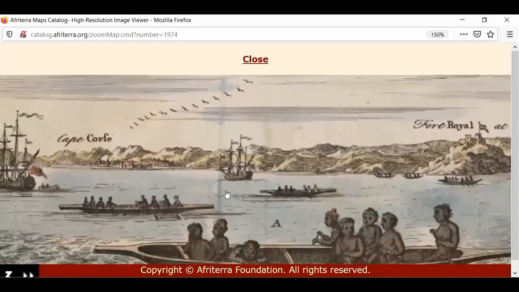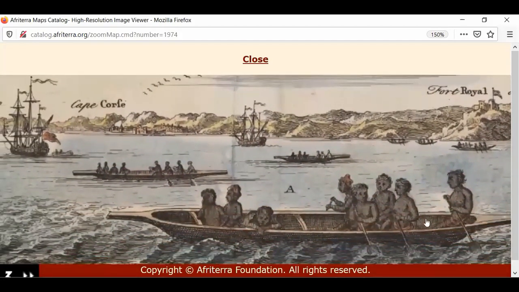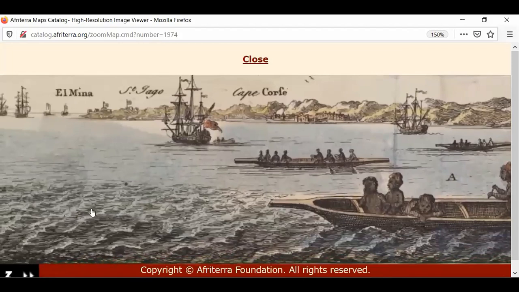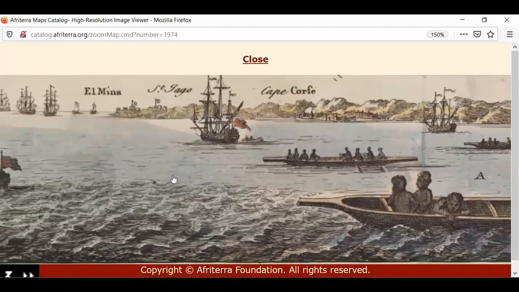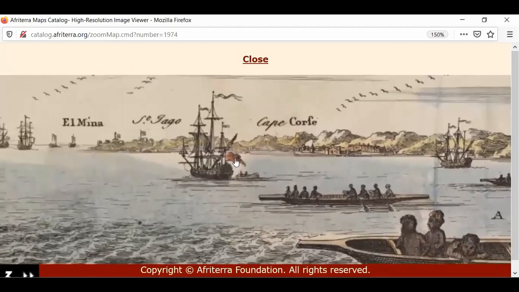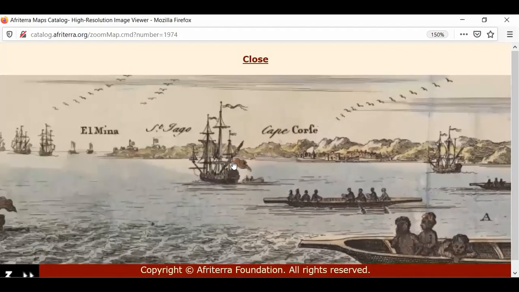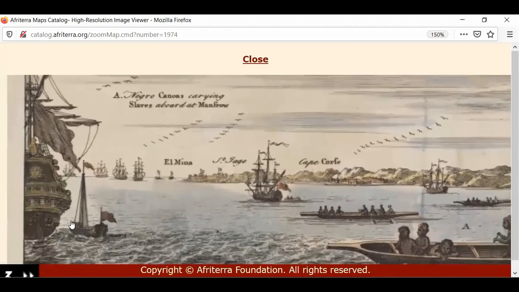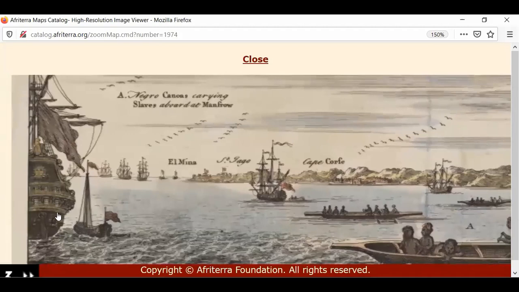And the slaves are being brought out, paddled out by those who are free in the back of the boat. The slaves are in the front of the boat and being taken out to a ship. One of the ships seems to be indicating it's carrying a British flag. We can't tell for sure because the painting was done afterwards, after the print.